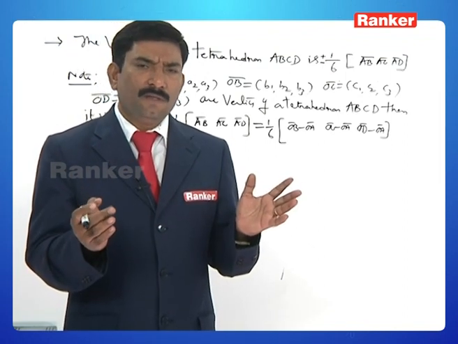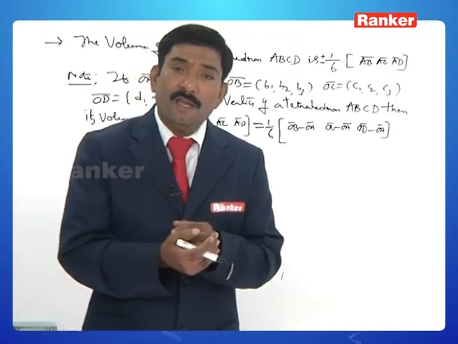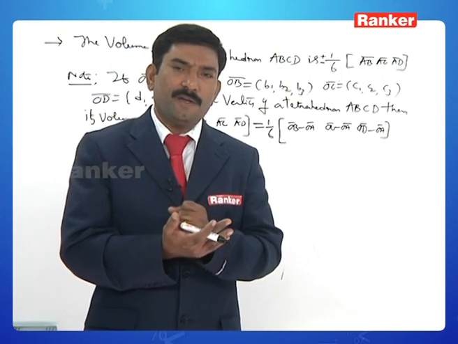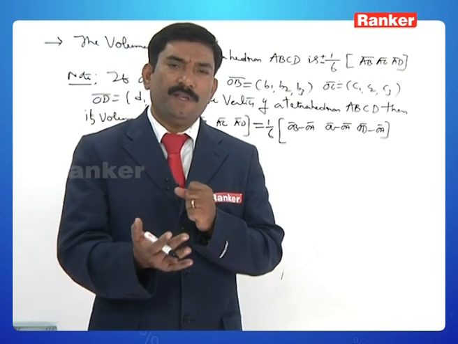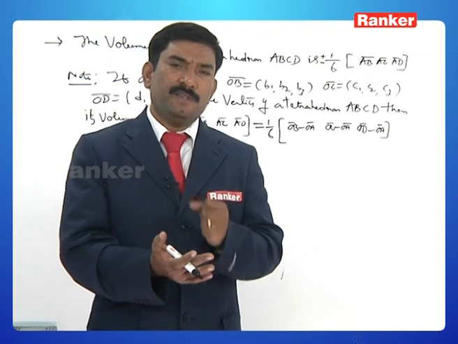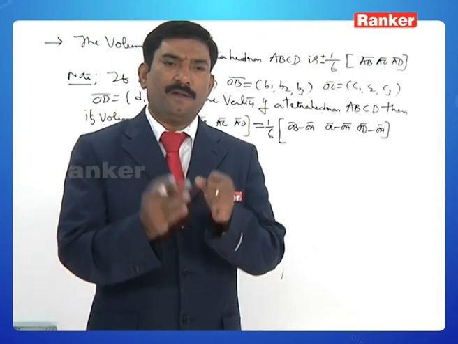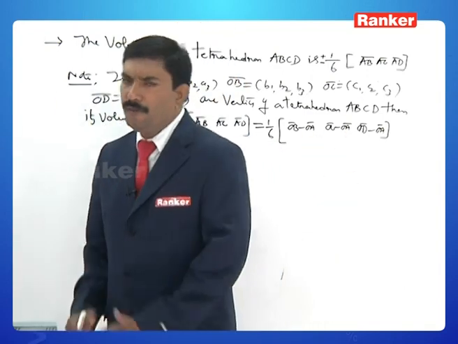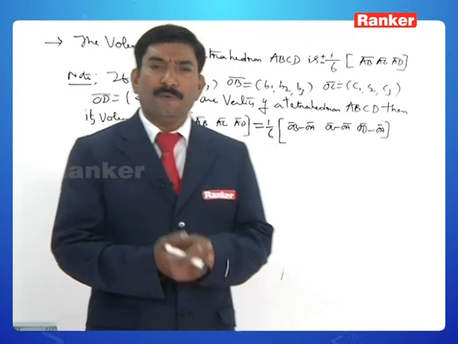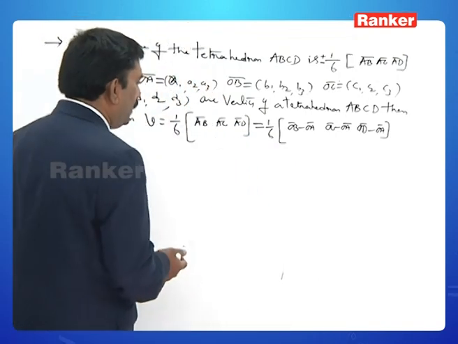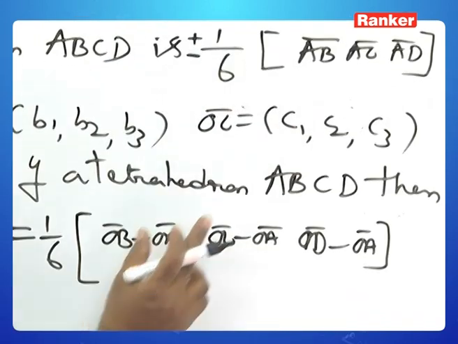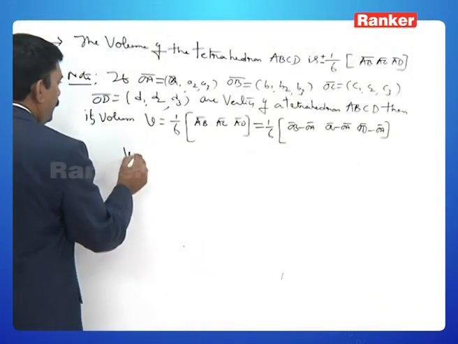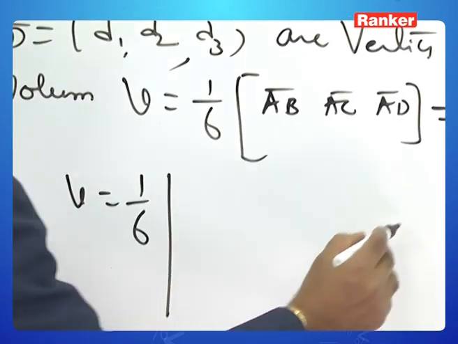Yes. I never said you have to start with only A. We can go for AB bar, AC bar, AD bar; BA bar, BC bar, BD bar; CA bar, CB bar, CD bar; or DA bar, DB bar, DC bar, as you please. You can go with any one as an initial point. No restriction in that. So therefore, now this represents a first row, this represents a second row, this represents the third row. I can write volume V is equal to 1 by 6 into det.